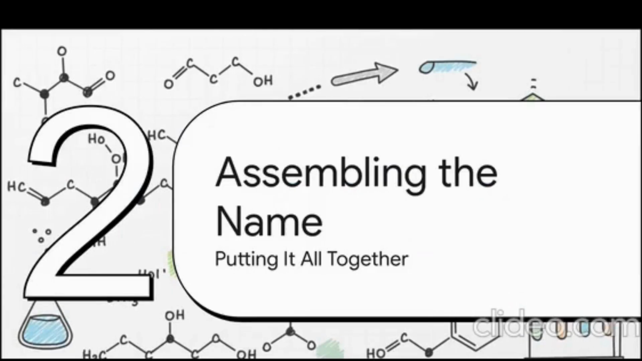All right, Section 3. We have our prefixes, which tell us the number of carbons. And we have our suffixes, which tell us the type of bond. You know what that means, right? It's time for the magic part. Let's stick them together and build some actual molecule names.